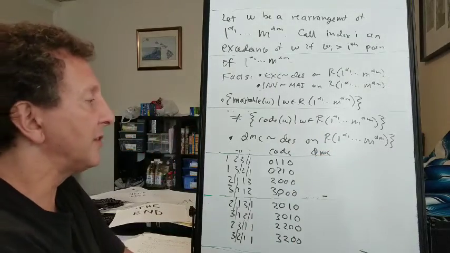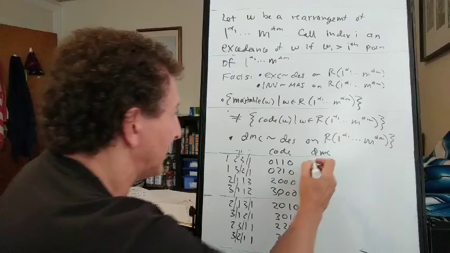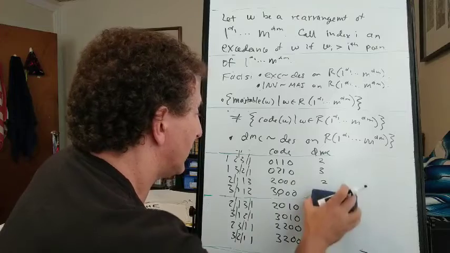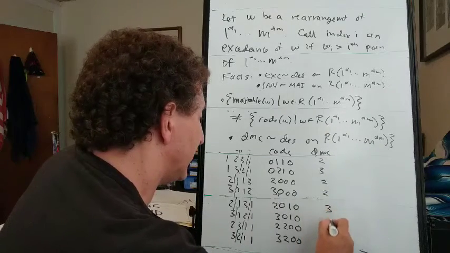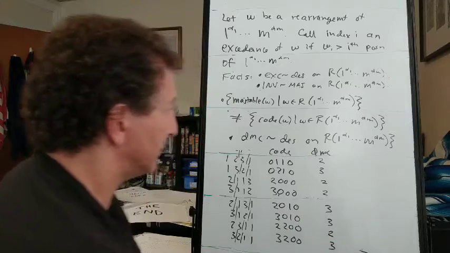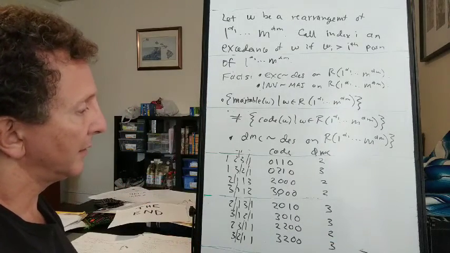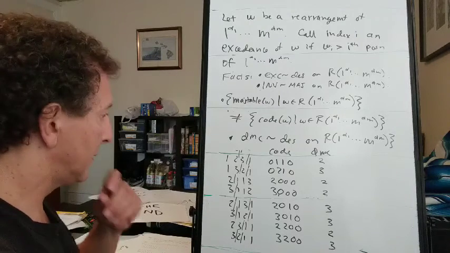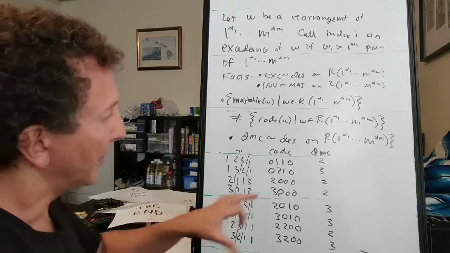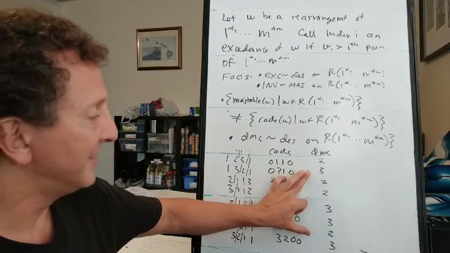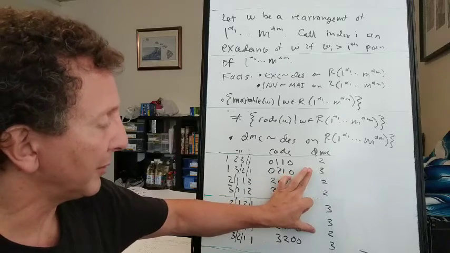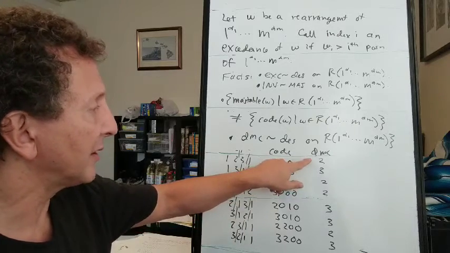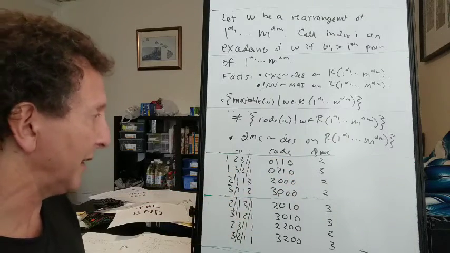And Dumont's code statistic would just be the number of distinct letters that we see here: 2, 3, 2, 2, 3, 3, 2, 3. And these numbers are 1 bigger than what we'd expect to see for descents. So the code statistic is always going to have at least 1 letter that is 0.